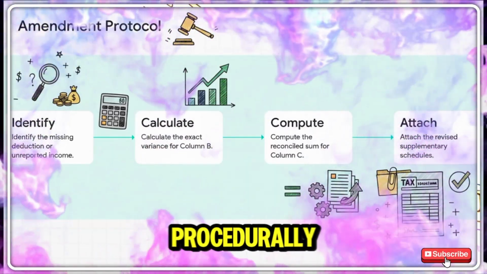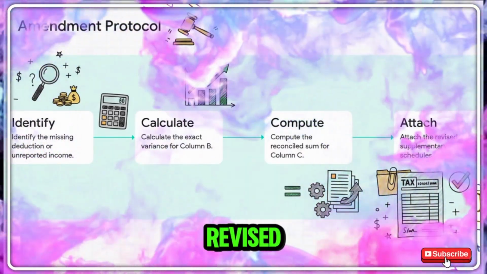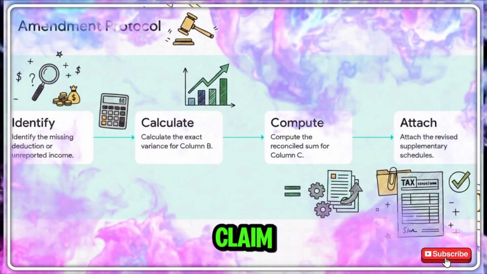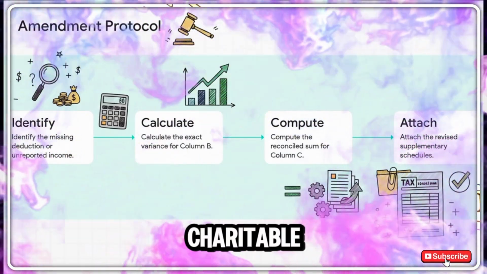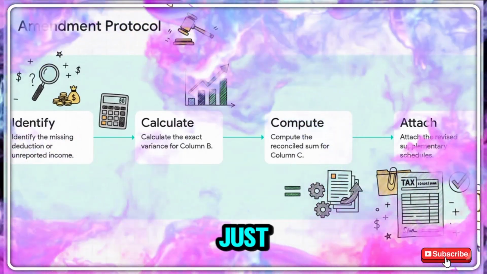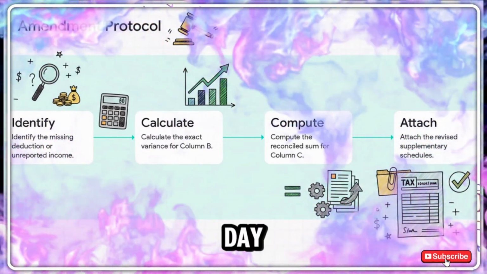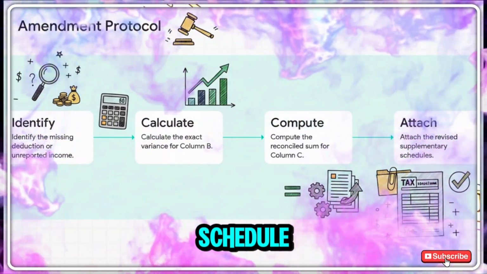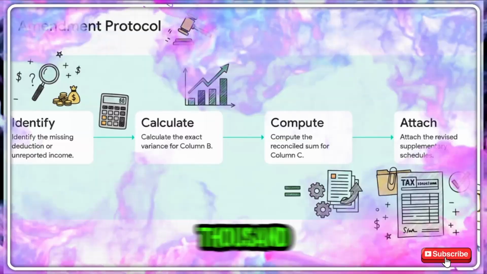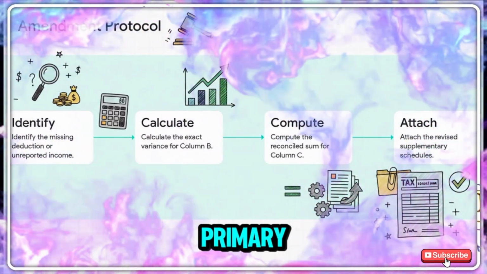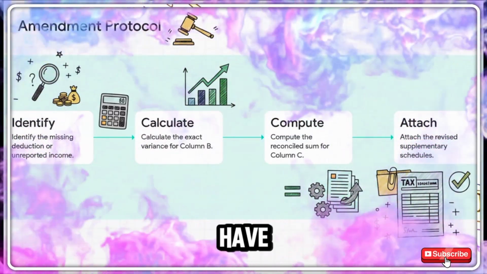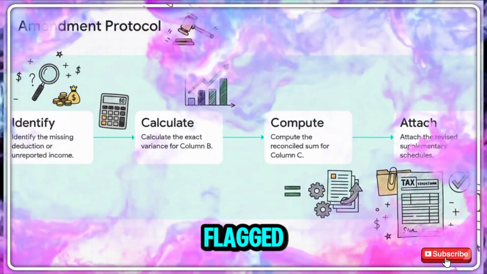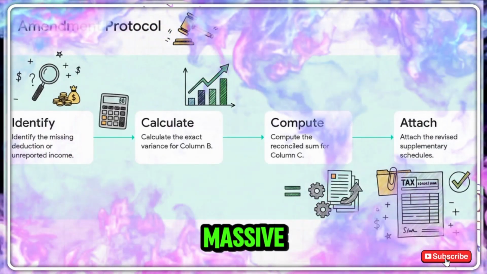You are procedurally mandated to attach the revised supplementary schedules that justify the variance. So if you claim a $1,000 variance in charitable deductions in column B, you can't just write that on the main form and call it a day. You have to attach the newly revised specific itemized schedule that explicitly proves that $1,000 delta. The primary form and the supplementary schedules have to align flawlessly. If they don't, the amendment is automatically flagged as invalid, which creates massive processing friction.